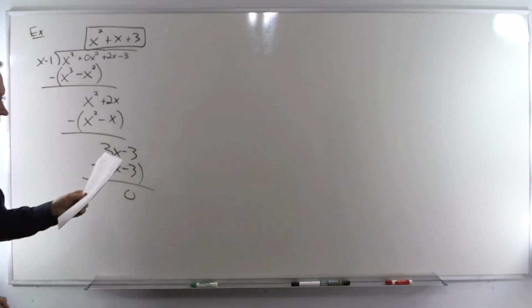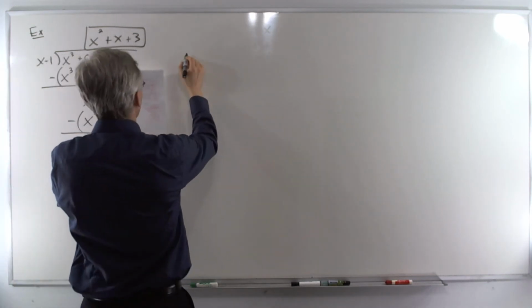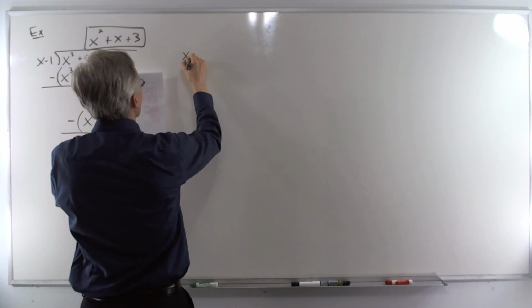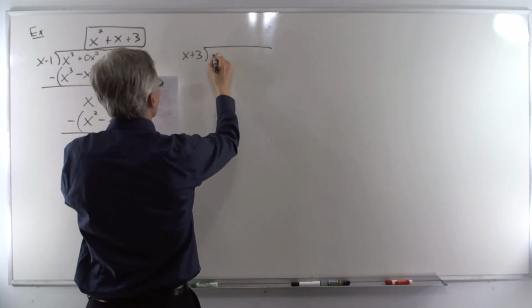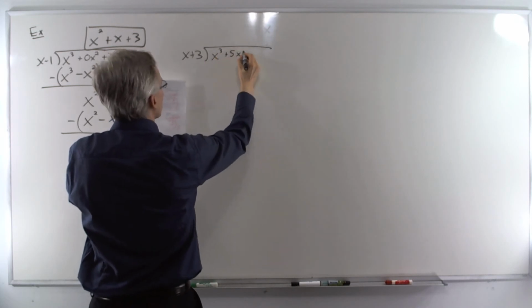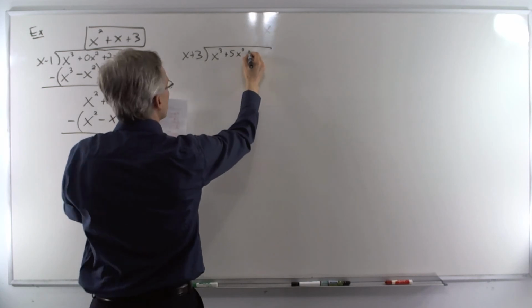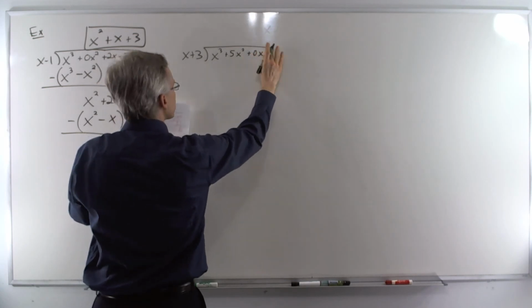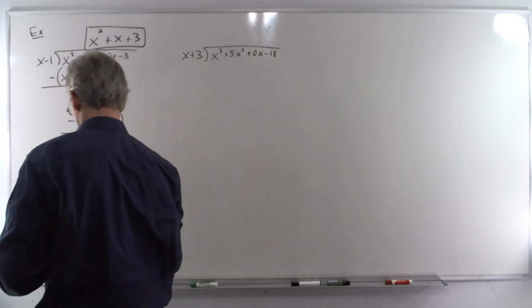And that brings us to your turn number 7. Make sure you put a placeholder in there. All right, no x terms, so plus 0x, there's a placeholder, minus 18.